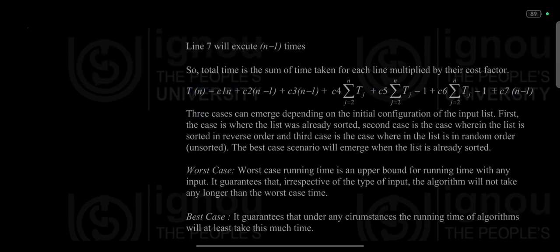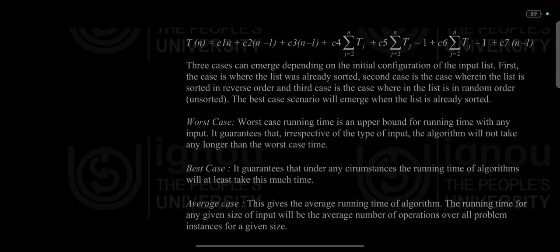Three cases can emerge depending on the initial configuration of the input list. The first case is where the list is already sorted. The second case is where the list is sorted in reverse order. And the third case is where the list is in random, unsorted order. The best case scenario will emerge when the list is already sorted.